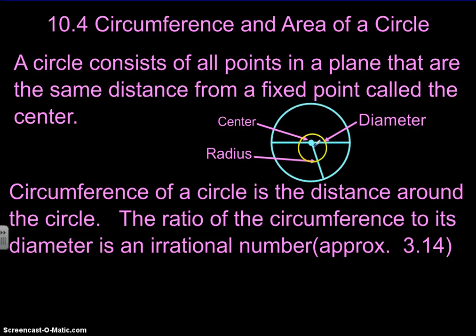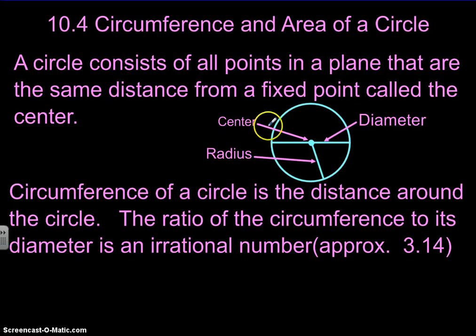That measurement is actually called the radius. The distance from the center to any point on the circle is a radius. Okay, the diameter is the distance across the circle that goes through the center. So as you can see, the diameter is twice the length of the radius, or the radius is half of the diameter. Okay. Today with circumference and area, we're going to have two formulas.